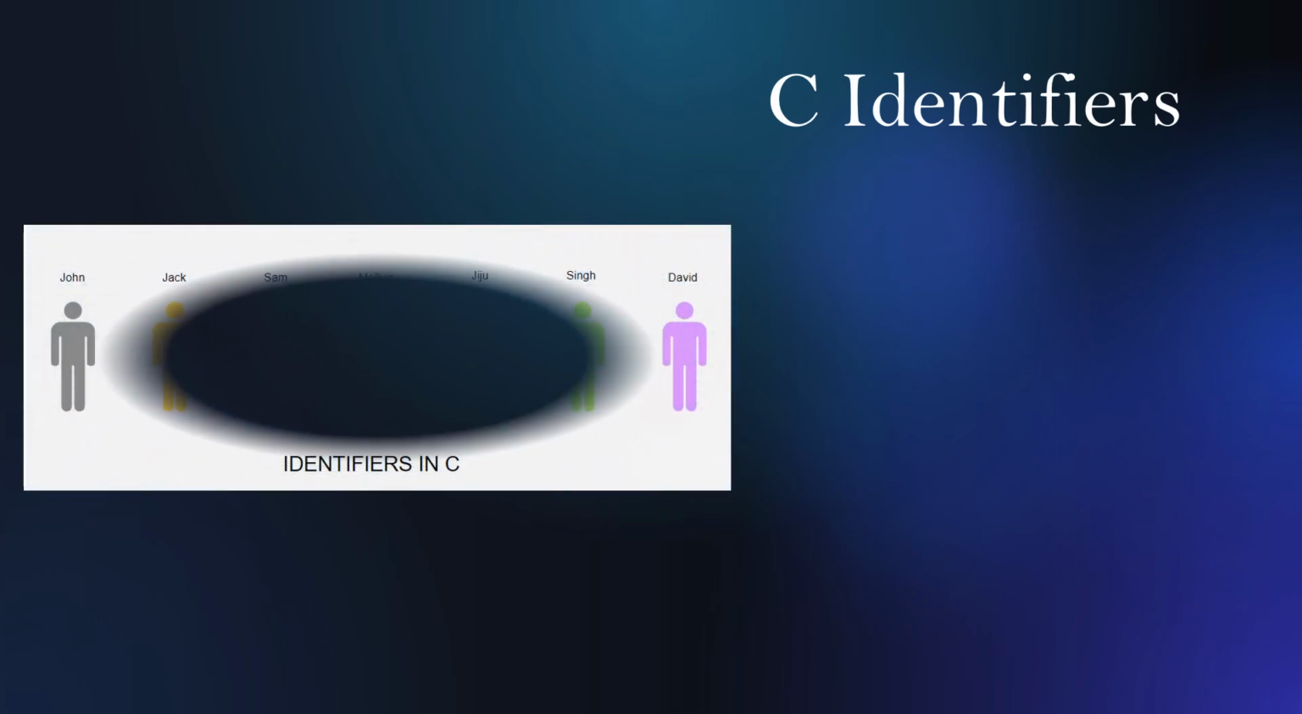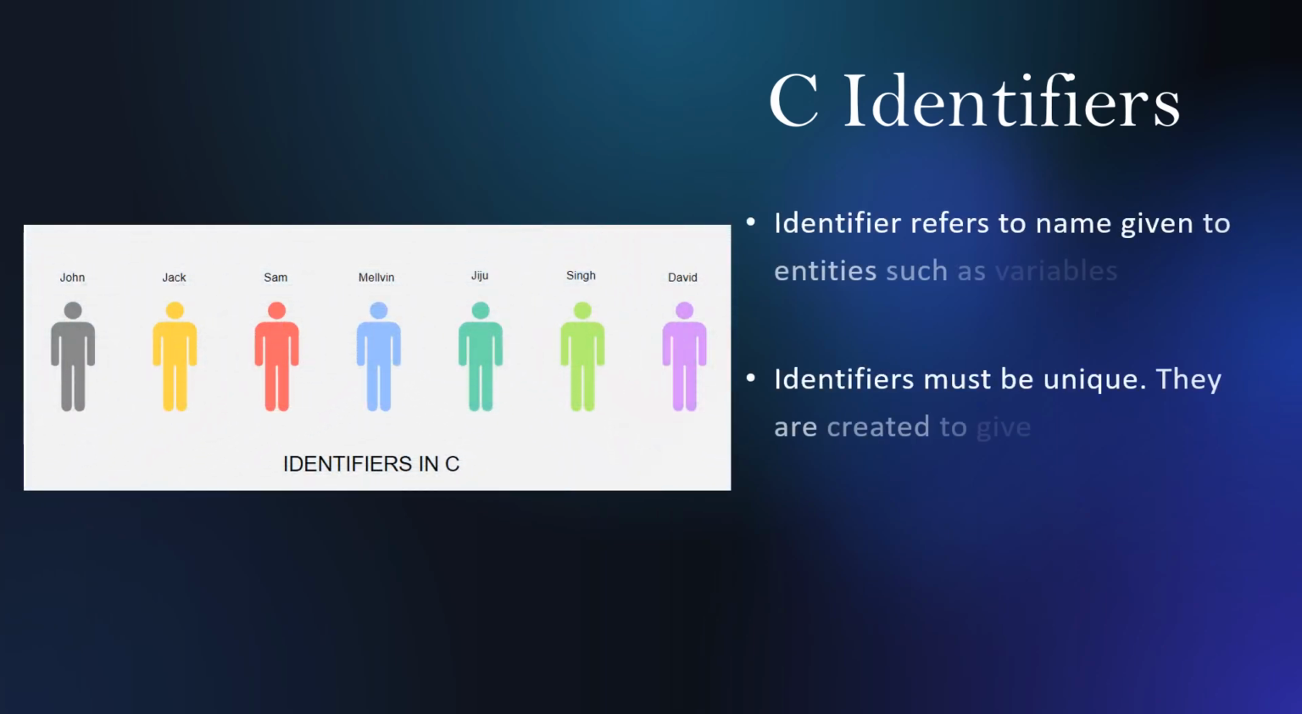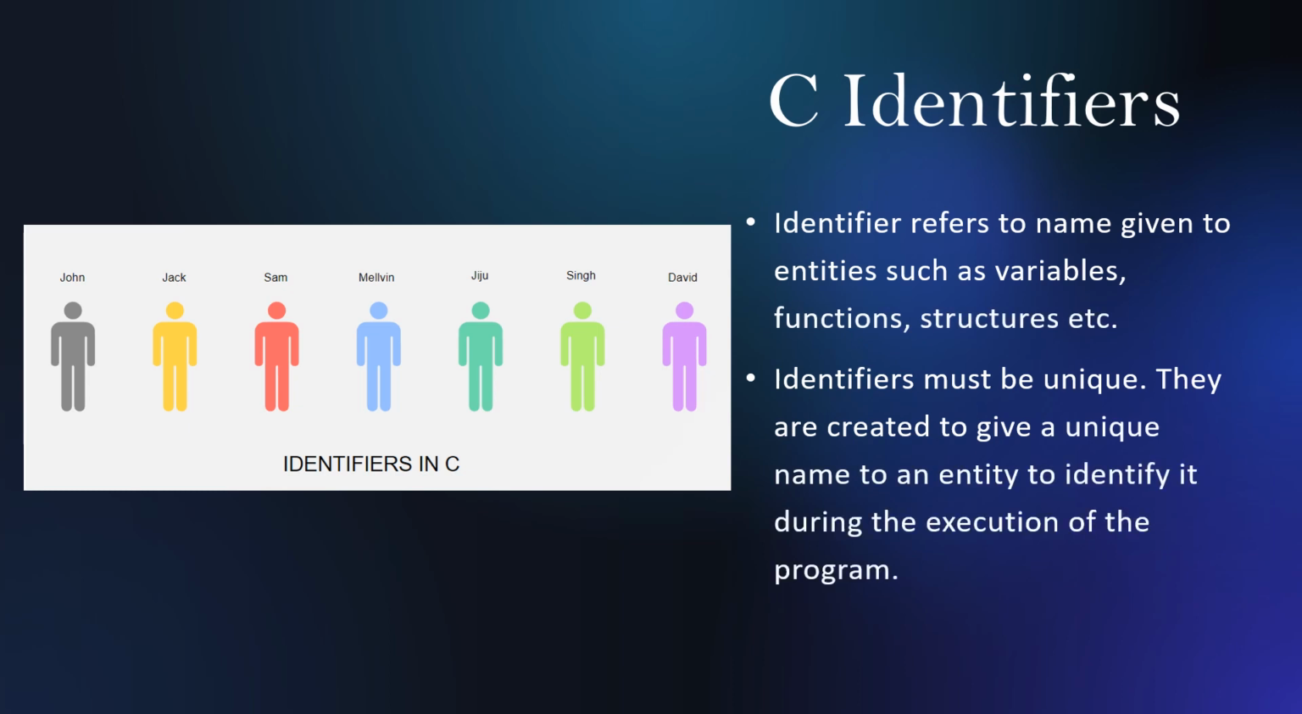Now, C identifiers. Identifier refers to name given to entities such as variables, functions, structures, etc. Identifiers must be unique. They are created to give a unique name to an entity to identify it during the execution of the program.